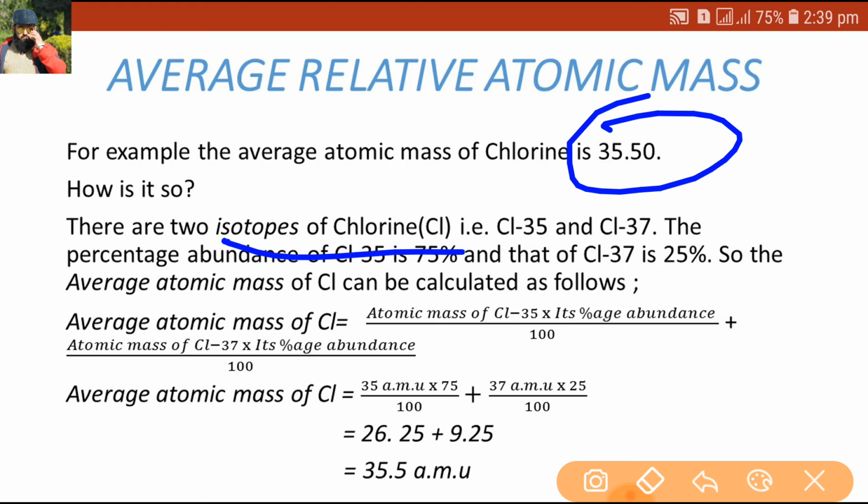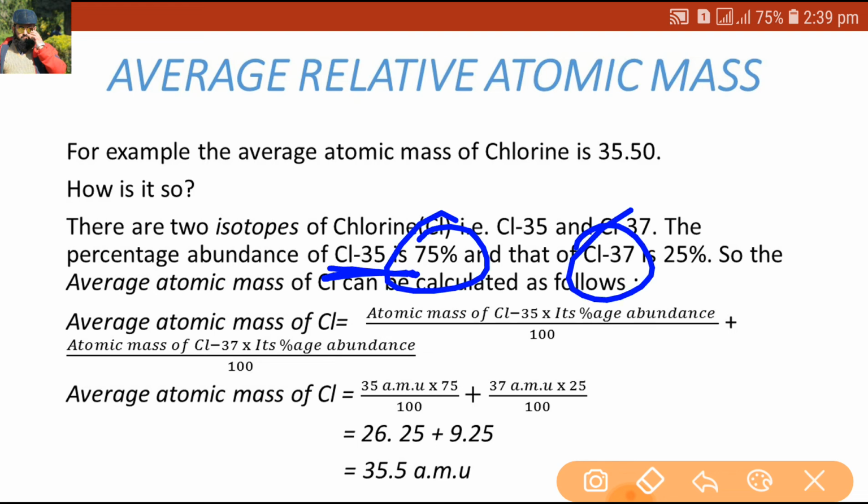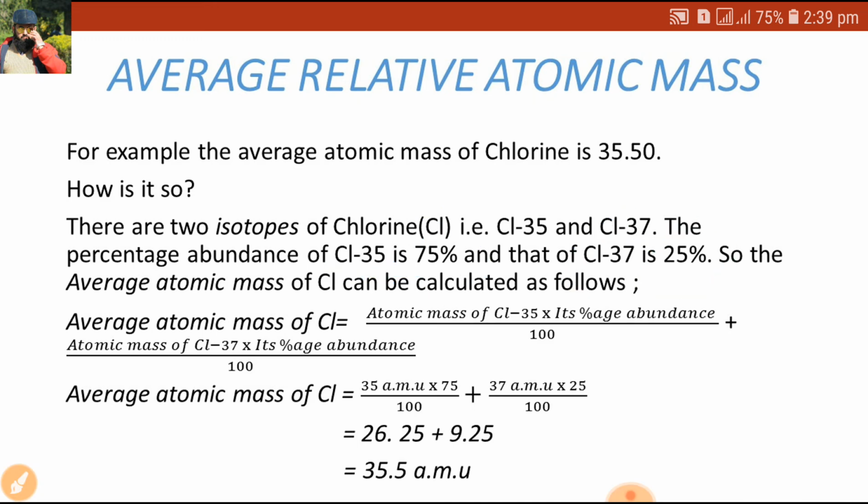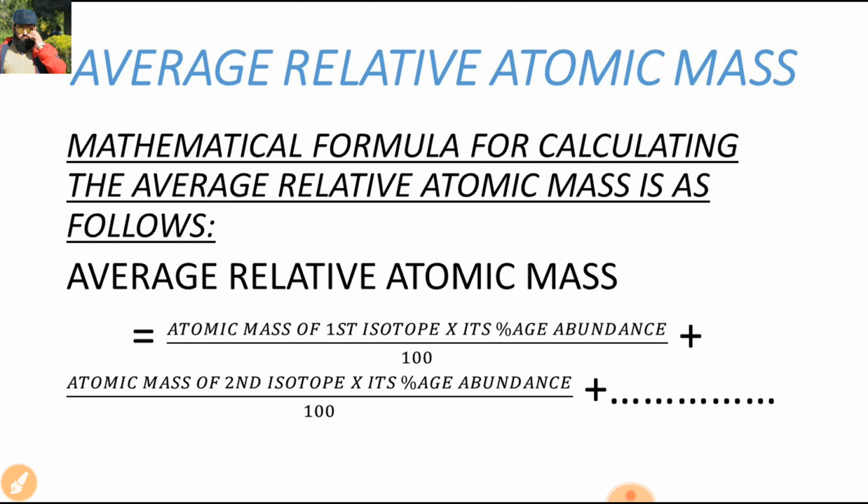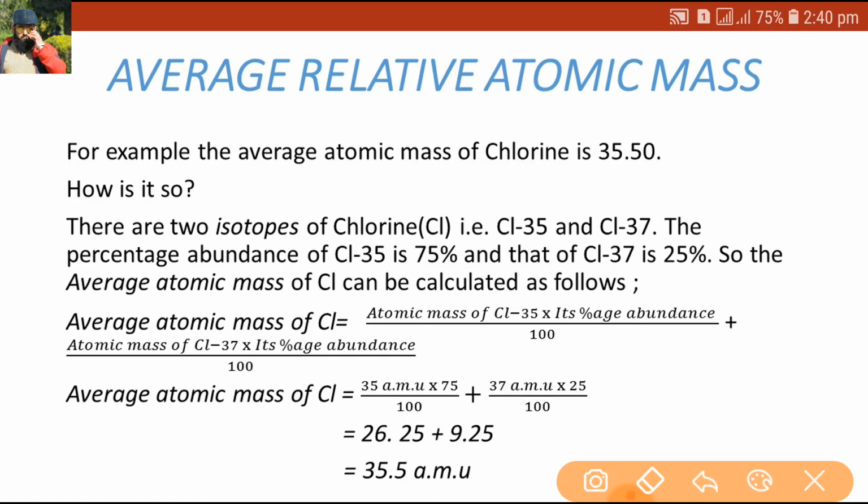There are two isotopes of chlorine, chlorine-35 and chlorine-37, as you can see on your screen. The natural abundance, or percentage abundance, of Cl-35 is 75%, and that of Cl-37 is 25%. As the names of these isotopes suggest, the atomic mass of Cl-35 is 35 and Cl-37 is 37. We already discussed the abundance. So let us put all these things in the formula which we discussed in the previous slide.